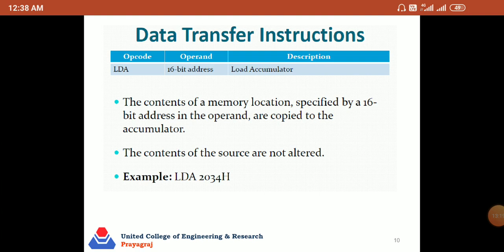If we have a memory location 2050, and in that memory location we store the data 50H, and we write LDA 2050H, after executing this instruction, the content of the given memory location is copied to the accumulator. LDA means load the data in the accumulator from the given memory address. So A is equal to 50H. It is an example.